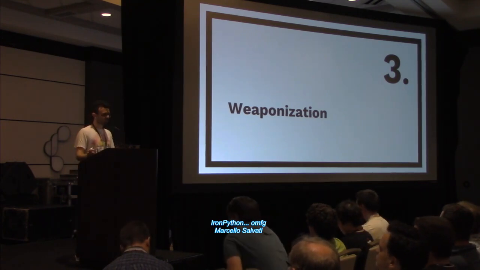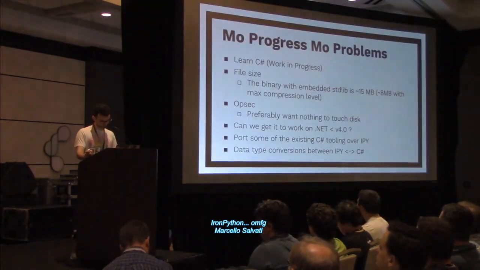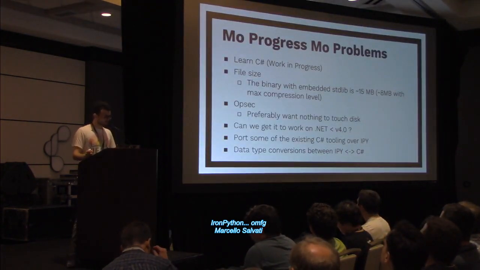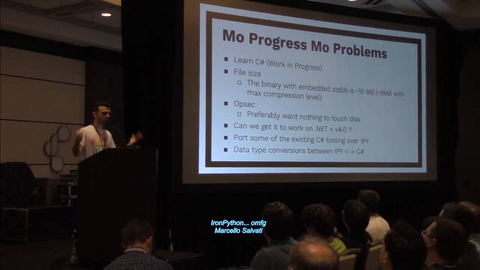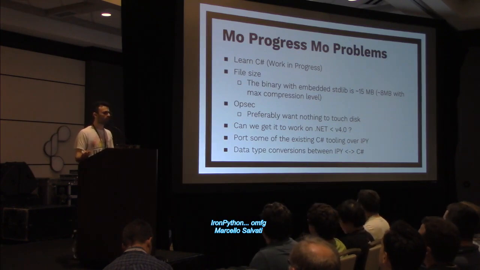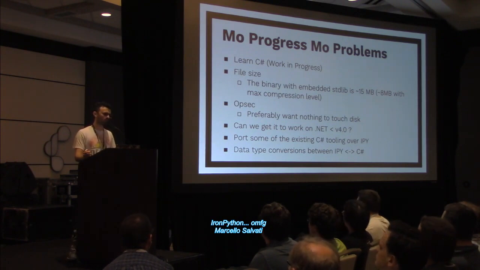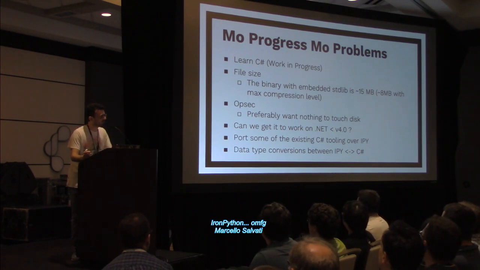So let's talk about weaponization. Now we have native IronPython script execution, and now we have to weaponize this. We still have to learn C#, which is a problem. Then there's the file size. In my original proof of concept, we embedded the standard library and the source file all in one binary. The problem was that if you embed the standard library, the binary becomes about 15 megabytes, which is not exactly ideal, offensively.